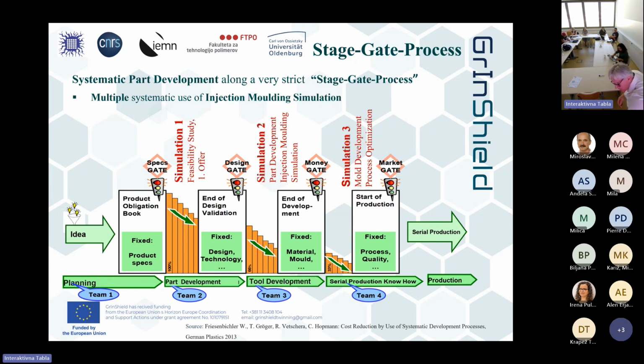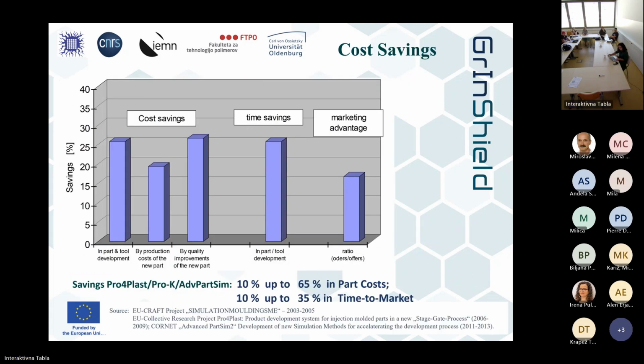And the fourth phase is the phase preparing the start of production. Here we have a closer look at the process, the machine settings, and the quality which we have to obey, and then finally the serial production starts. So that's the whole story of how we came from the idea to a real plastic part being produced.